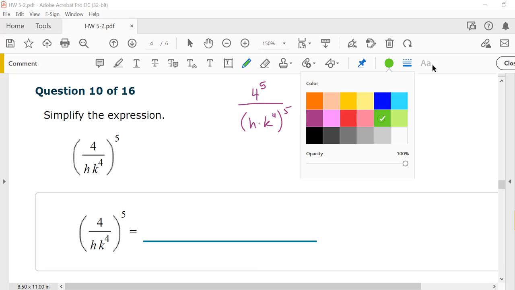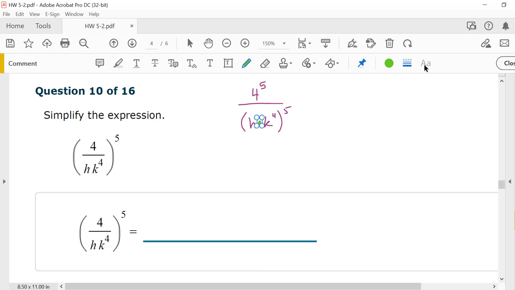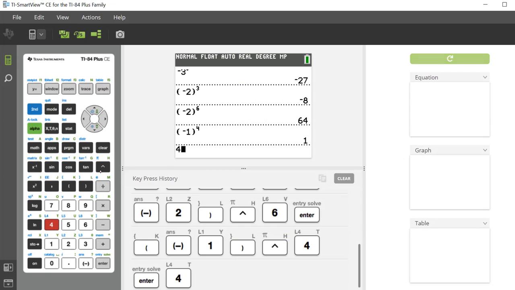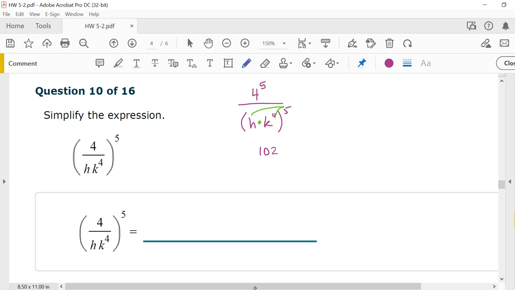Now I notice that I have multiplication in the denominator, so I'm going to give that 5 to both factors. What is 4 to the fifth? 4 to the fifth power is 1024. And then I have h to the fifth, k to the fourth to the fifth. When you have a power to a power, you're going to multiply the exponents. So I have 1024 over h to the fifth, k to the 4 times 5 is 20.